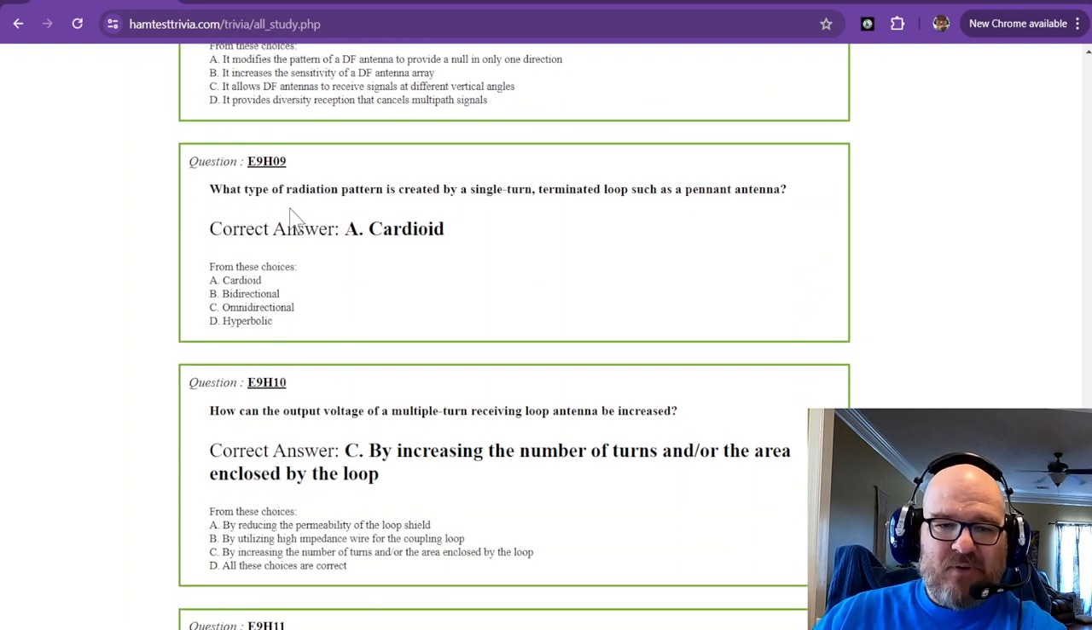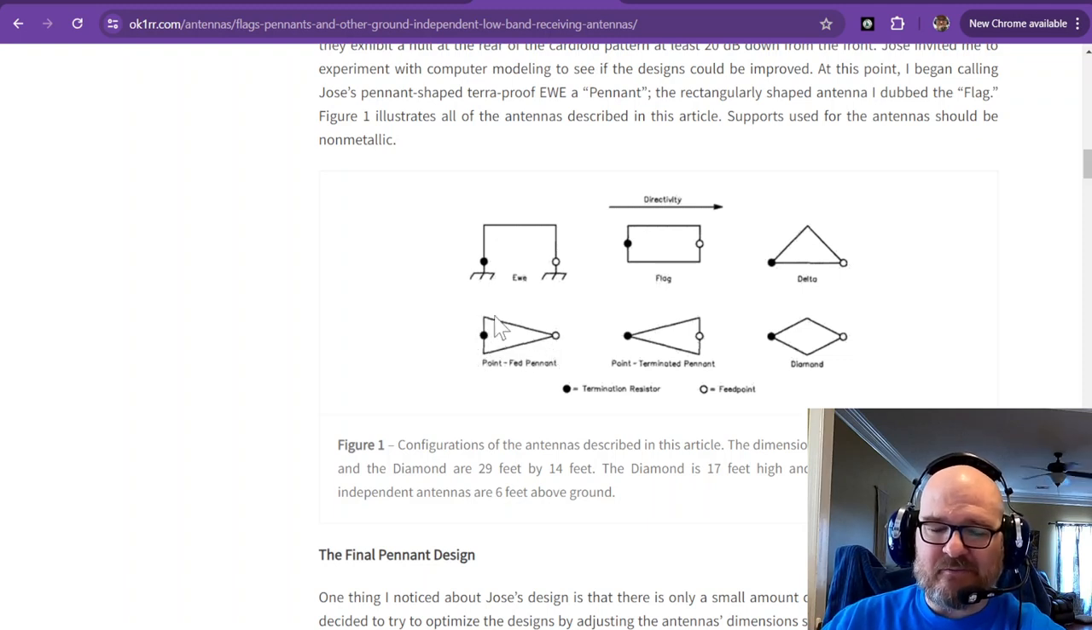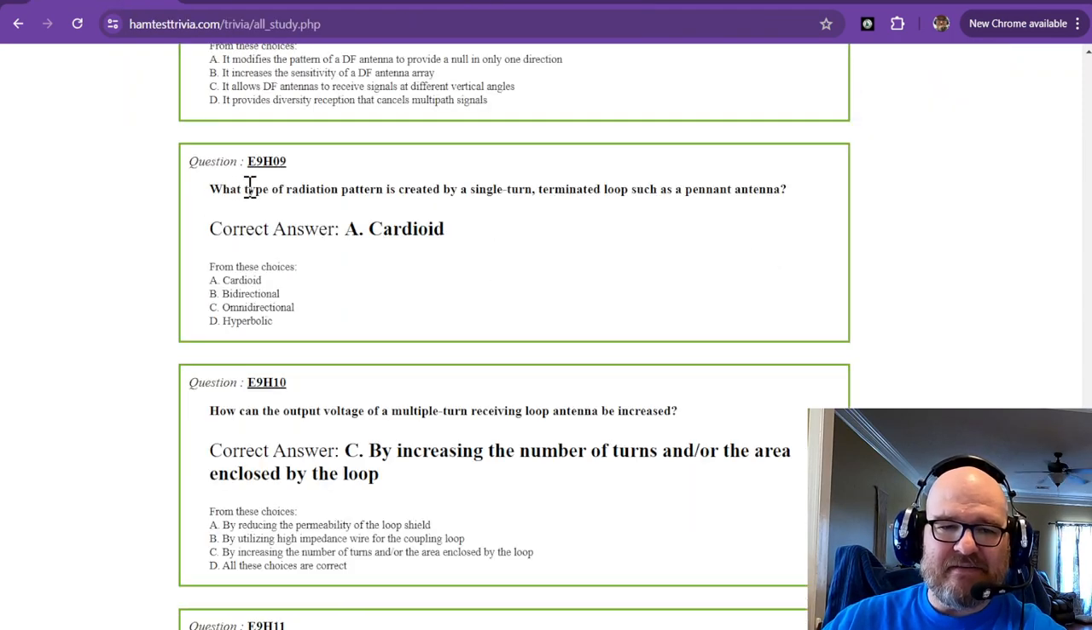What type of radiation pattern is created by a single turn terminated loop, such as a pennant antenna? And that is that it has a cardioid radiation pattern. So this is what a flag or pennant antenna might look like. It looks kind of like either a flag or a pennant, like Go Braves or Go Dogs or whatever team you might be for. That's a pennant. That's the shape it's referring to, a really long triangle. The flag one looks more like a flag, and there's multiple ways to make the flags. And so the question is, what type of radiation pattern is created by that pennant antenna?